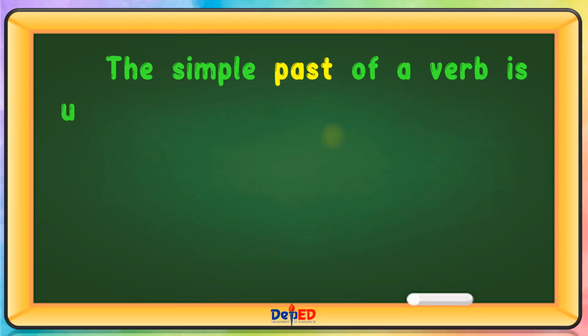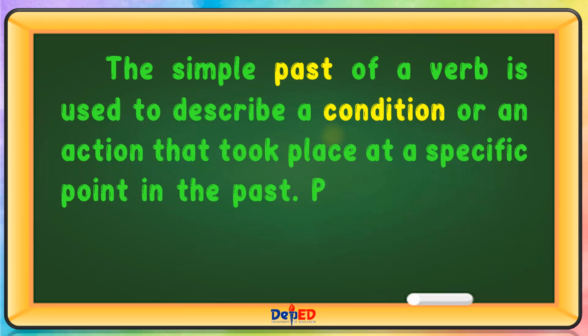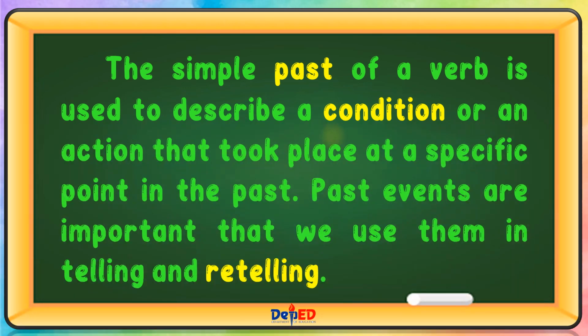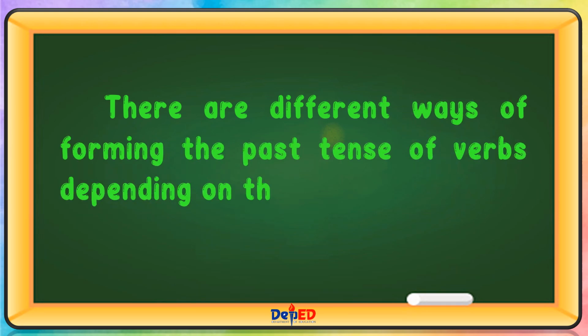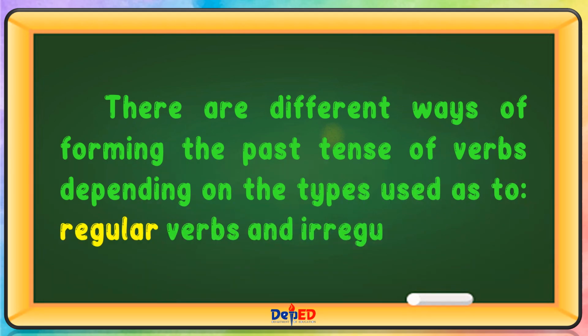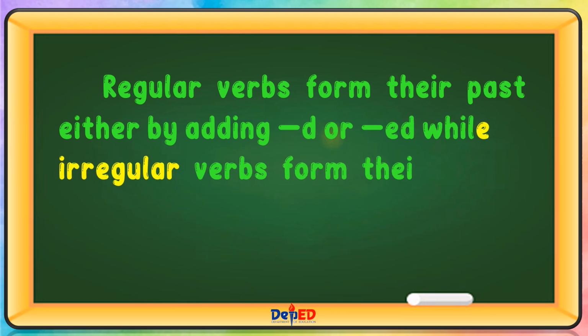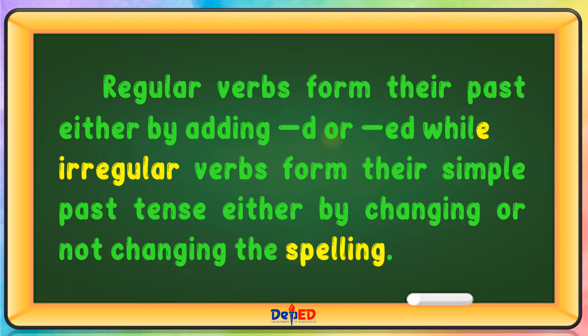The simple past of a verb is used to describe a condition or an action that took place at a specific point in the past. Past events are important that we use them in telling and retelling. There are different ways of forming the past tense of verbs depending on the type used, as to regular verbs and irregular verbs. Regular verbs form their past either by adding d or ed, while irregular verbs form their simple past tense either by changing or not changing the spelling.